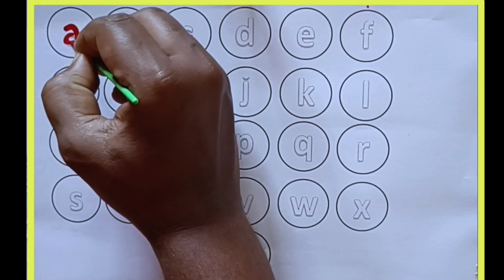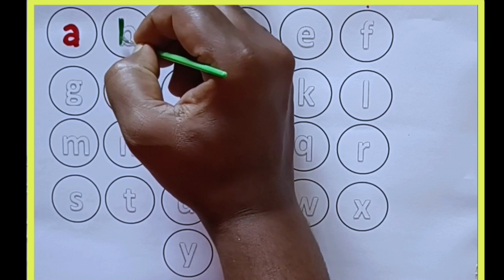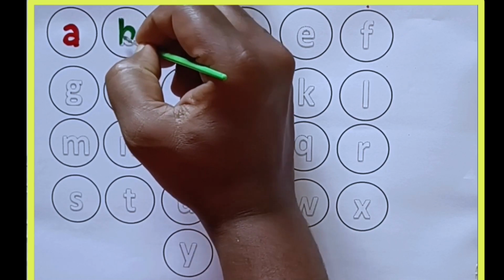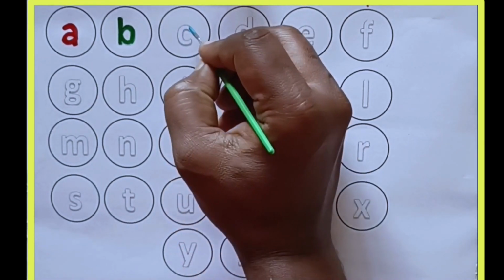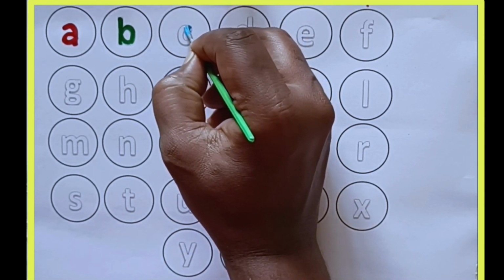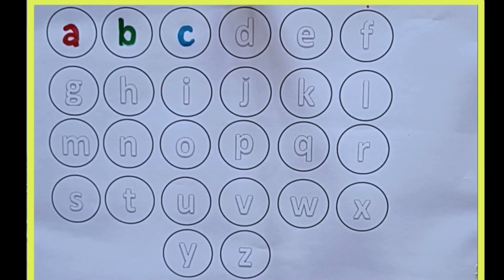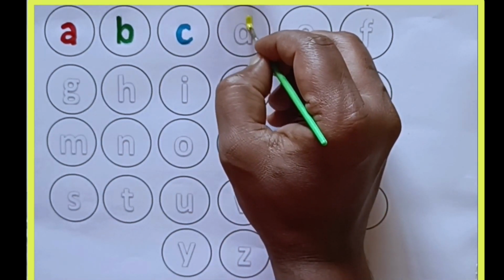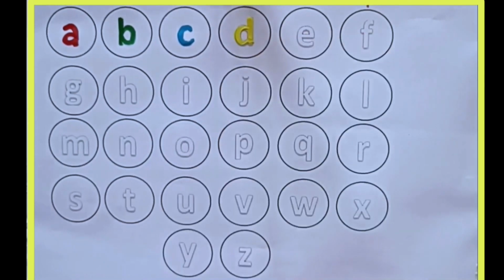A for apple, A for apple. B for ball, B for ball. C for cat, C for cat. D for dog, D for dog.